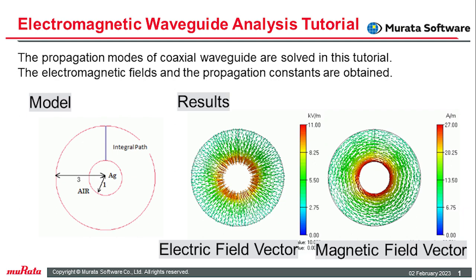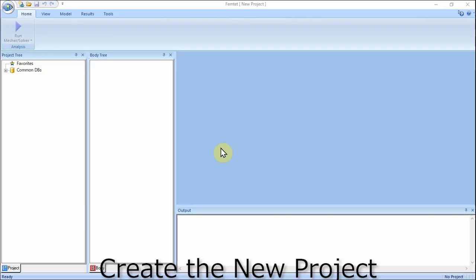The propagation modes of coaxial waveguide are solved in this tutorial. The electromagnetic fields and the propagation constants are obtained. A new project is created first.